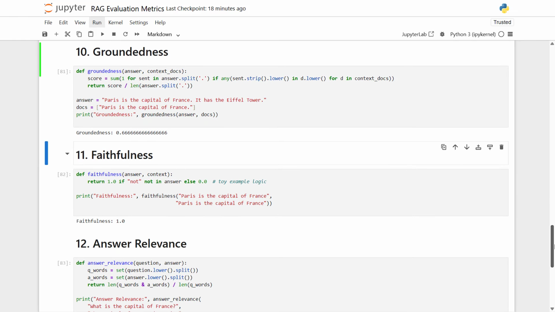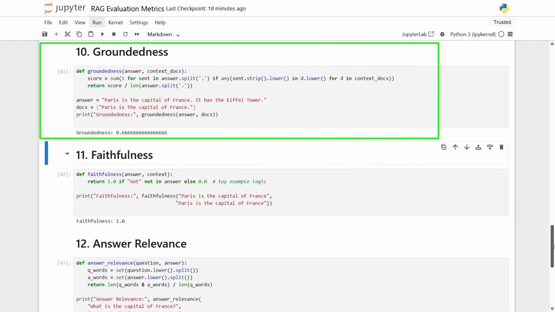Groundedness checks whether the answer is directly supported by retrieved documents. The code splits the answer into sentences and sees how many appear in the context. It computes the ratio of supported sentences to total sentences. Higher groundedness means fewer hallucinated or unsupported statements.